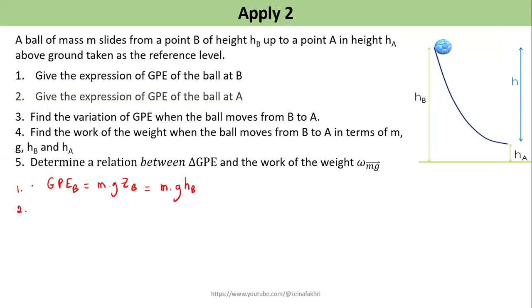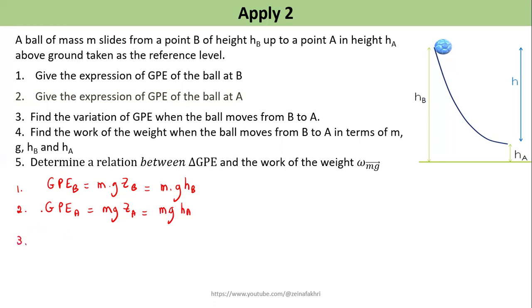Part 2. The expression now of GPE, but at the point A. So the same thing, we'll put the formula. So mg, also the point A is above the reference, so it will also be positive. So here the answer will become ZA, so mg, height of A.